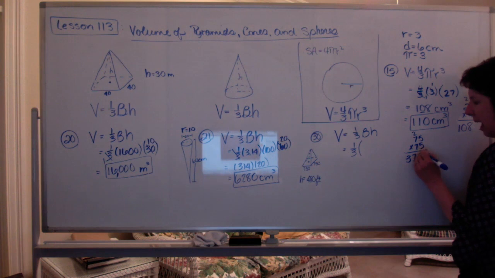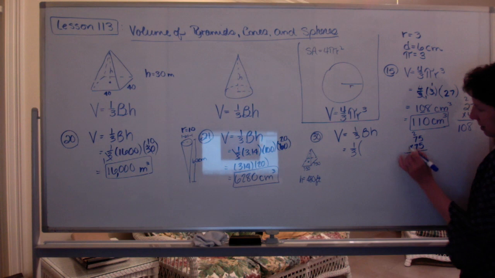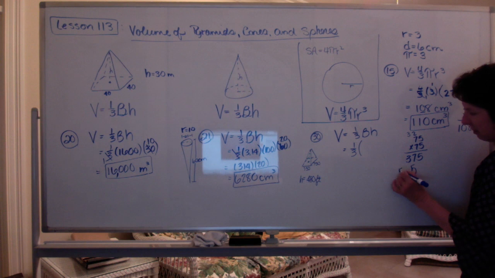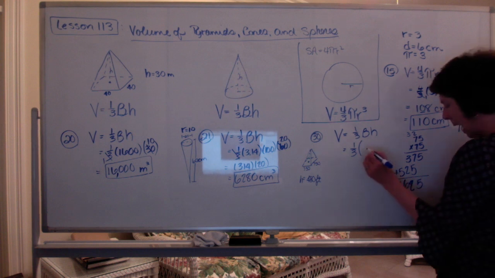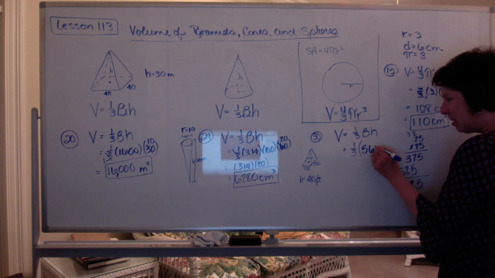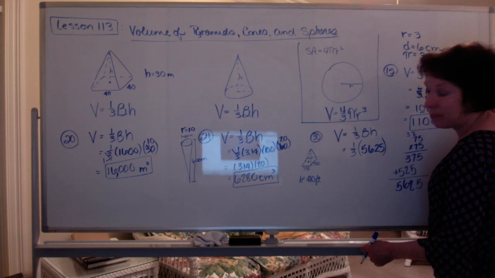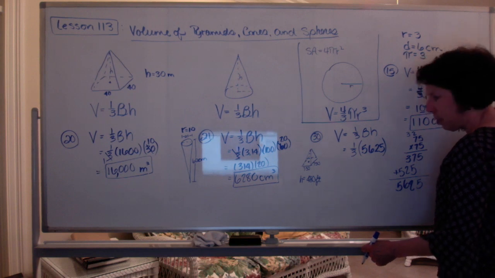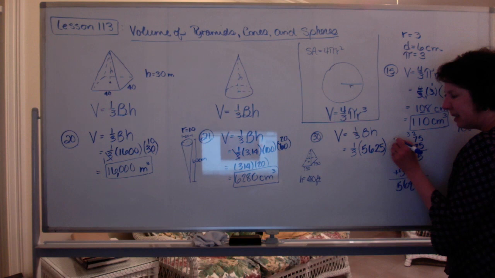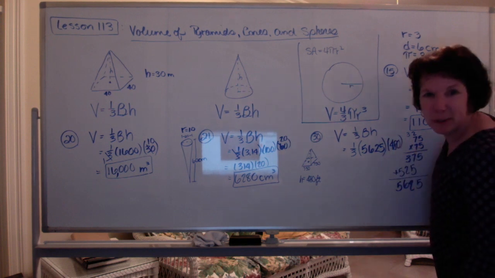Okay, I've got 375 for the first line. 49, 52. Okay, I'm getting 5625 for my base, for the area of my base. Okay, now what is my height? My height is 480. Oh, good gravy. This is a big one, isn't it?